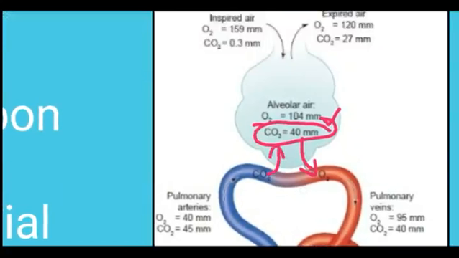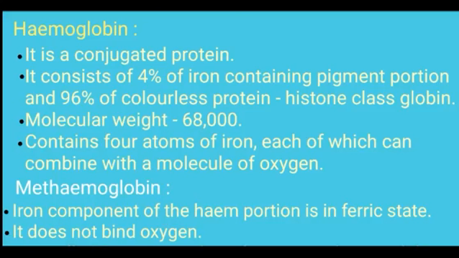So in the alveoli the partial carbon dioxide pressure is less when compared to the venous blood. So carbon dioxide easily diffuses into the alveoli and it is expelled out. Next we are going to see about hemoglobin.